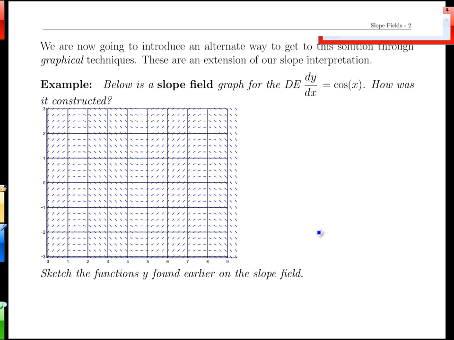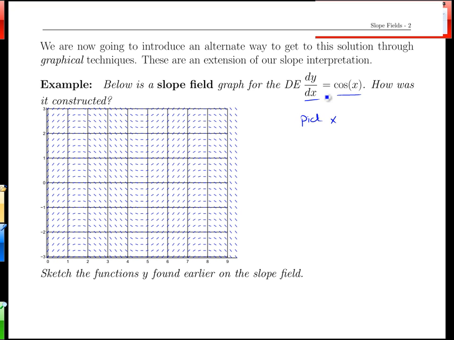How does that play out in the graphical side, though? This is a slope field diagram down here, based on the same differential equation, dy dx equals cos of x. How did we construct this picture here? Obviously a computer was involved because lots of the segments are very, very small. But what was used to generate each of these lines?